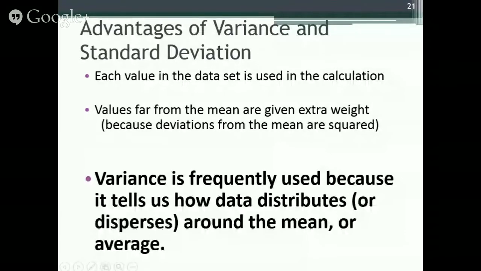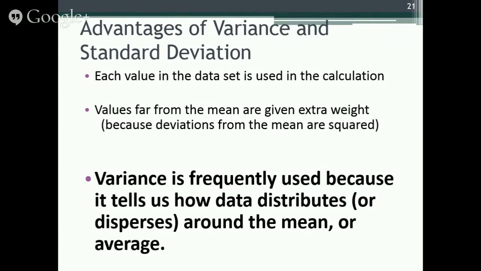Okay, so if each value in the data set is used in the calculation, then that gives us a pretty good idea of what's actually going on with the distribution. What it also means is that values farther from the mean are given extra weight, because if you look at the formula itself, the deviations from the mean are squared. So that means that they show a farther distribution. But the basic gist of it is that it tells us how the data distributes or disperses or varies around the mean or the average, because we can't do much with the mean by itself.